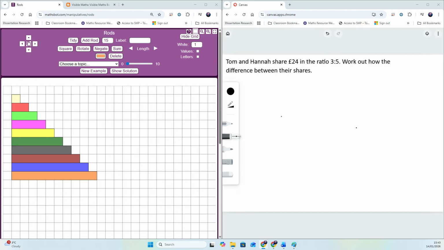So here we've got a fairly typical sharing the whole across the parts of the ratio problem. We've got Tom and Hannah sharing £24 in the ratio 3:5. We need to work out the difference in their shares. And that's probably not the first question that we're going to look at with this.